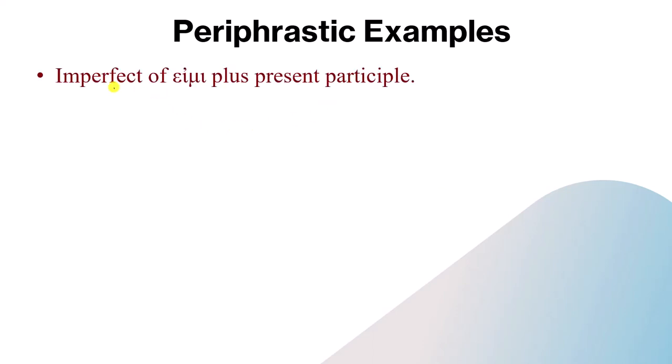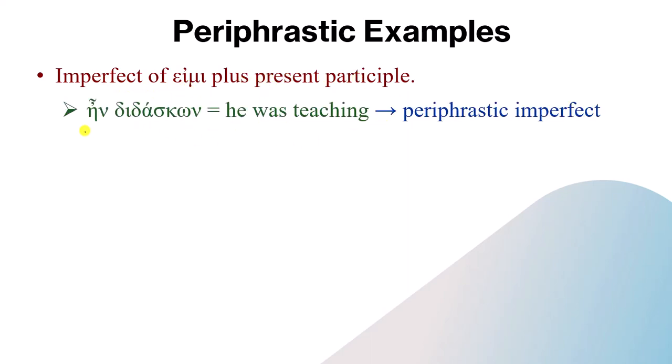So as an example, we can take an imperfect form of eimi, was, and put it together with a present participle, and we would get here ēn didaskōn. This would be the equivalent of he was teaching. And so this is what can be known as a periphrastic imperfect. It's expressing an imperfect aspect, but it's doing it in this periphrastic construction.